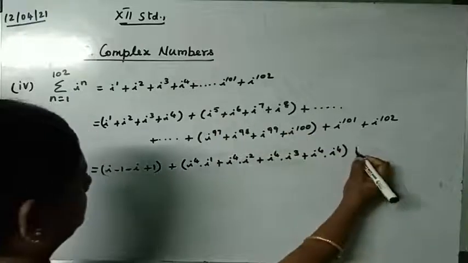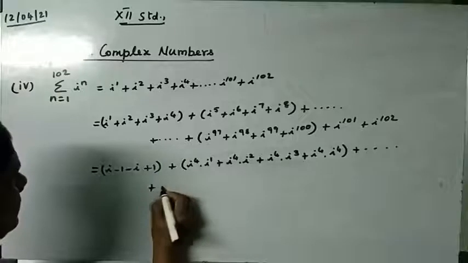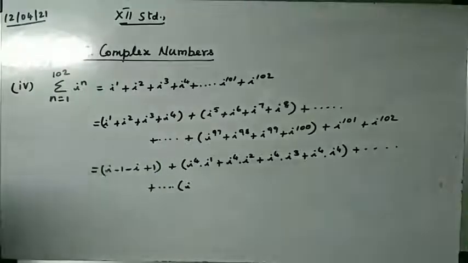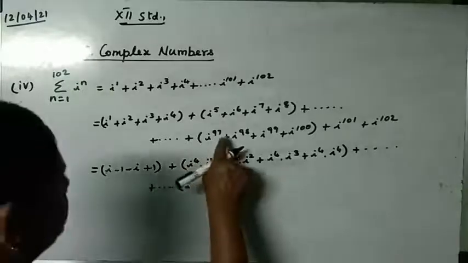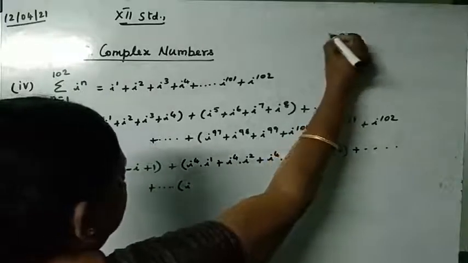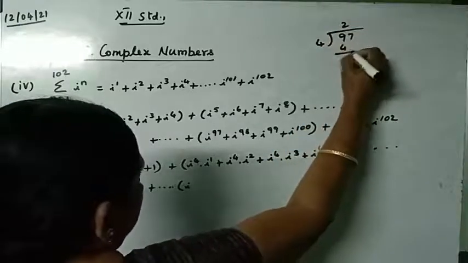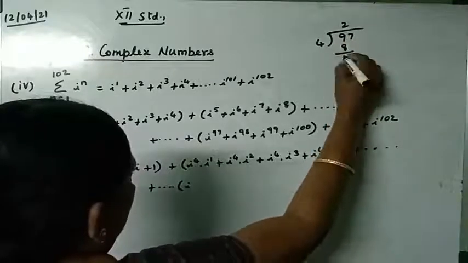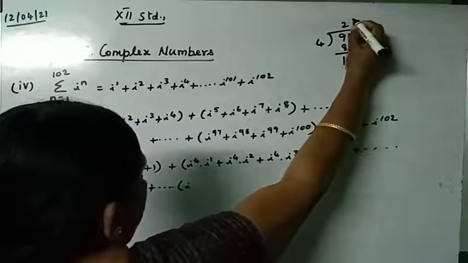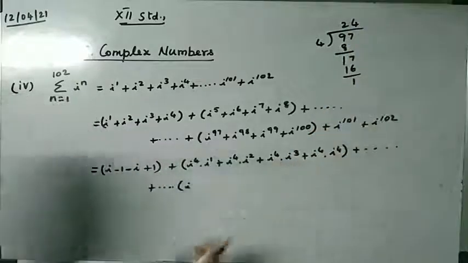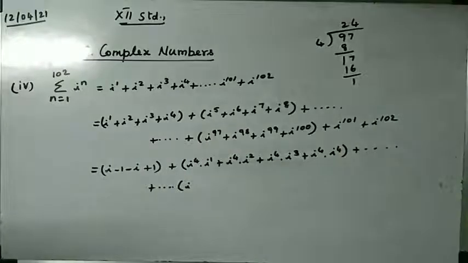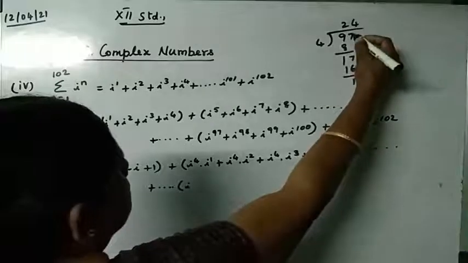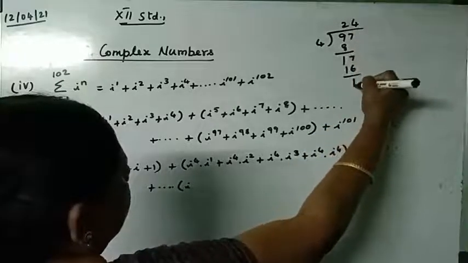இதை பிரிச்சு எழுதலாம். plus அதே மாதிரி இந்த 97, i power 97, 4 ஆல divide பண்ணும்போது we will get the quotient 24 and the remainder 1. 2 4s are 8 balance 1. 4 4s are 16 balance 1. So 4 into 24.